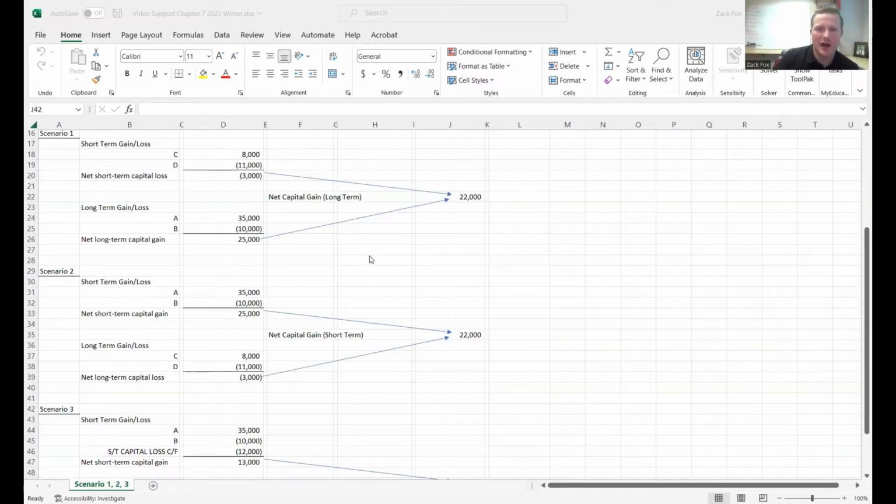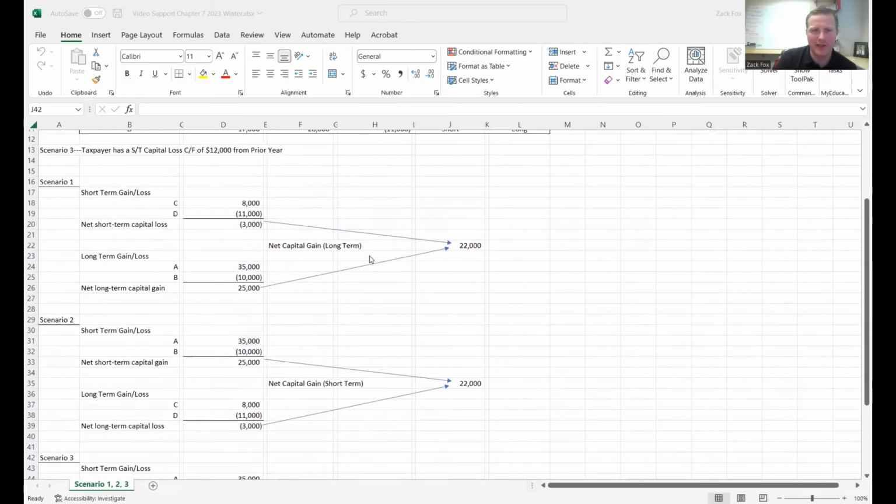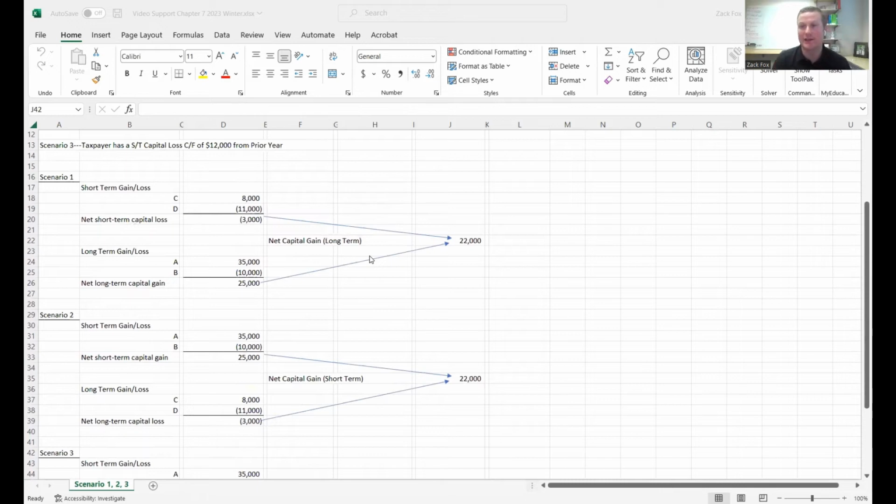Now, scenario 3, this is where we're going to do something different. We've mentioned briefly the fact that there is a deduction for excess capital losses for individuals, and that deduction is $3,000. So when you have net capital losses in excess of $3,000, $3,000 of it can be deducted, whereas the excess is carried forward to future years to be deducted in the same way.